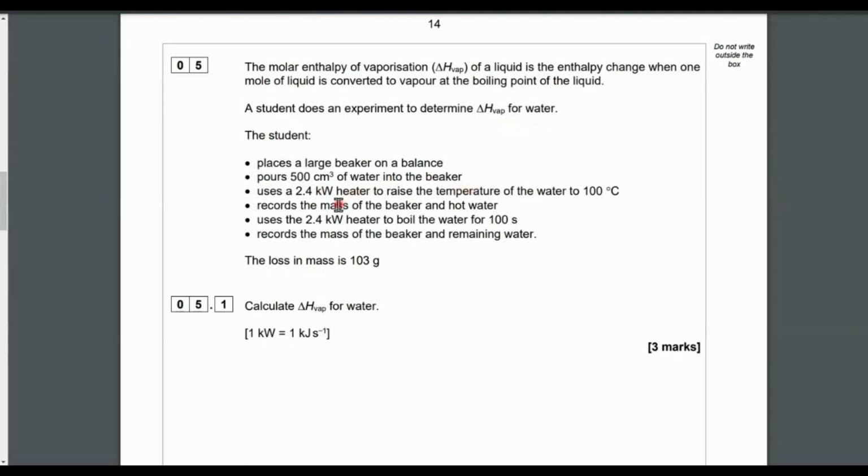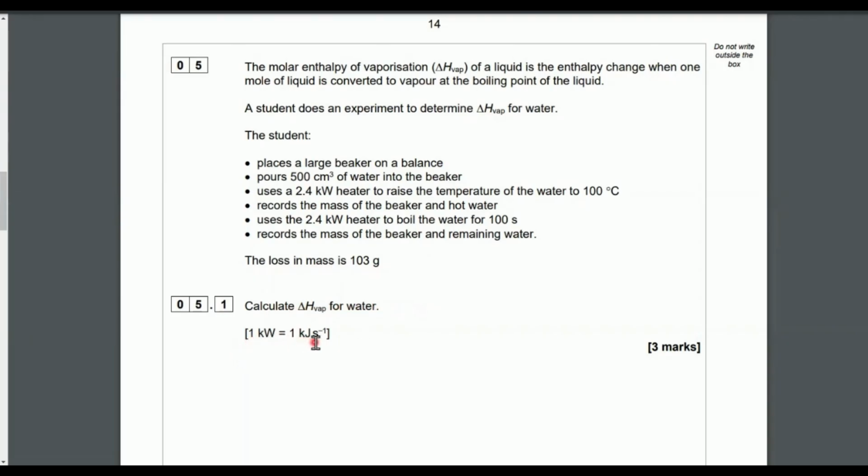They use a 2.4 kilowatt heater to raise the temperature of the water to 100 degrees. Remember, they said to boiling point. They record the mass of the beaker and hot water. They use the 2.4 kilowatt heater to boil the water for 100 seconds. They record the mass of the beaker and the remaining water. The loss in mass is 103 grams. Calculate the enthalpy of vaporization of the water.